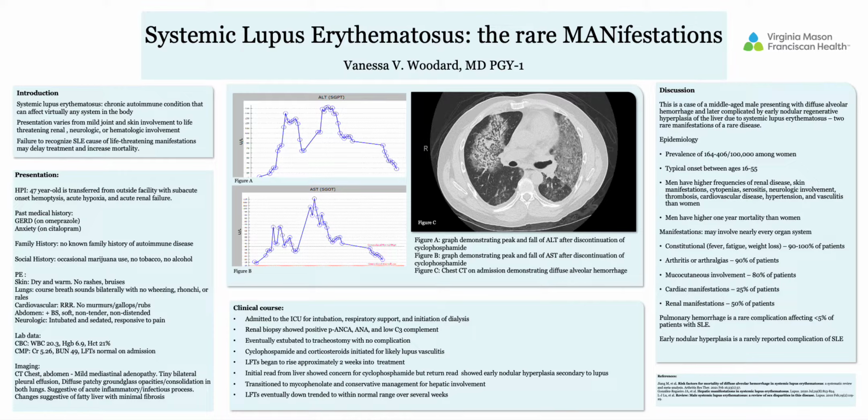A 47-year-old male was transferred from an outside facility after a 2-week history of scant hemoptysis, who subsequently developed acute respiratory failure secondary to diffuse alveolar hemorrhage, requiring intubation upon admission. Additionally, the patient was found to have acute renal failure requiring renal replacement therapy and ICU-level care.